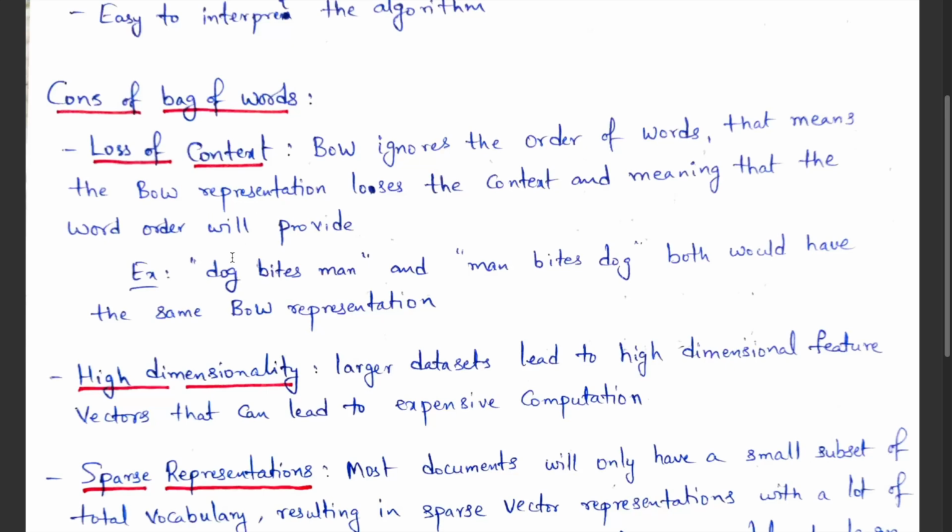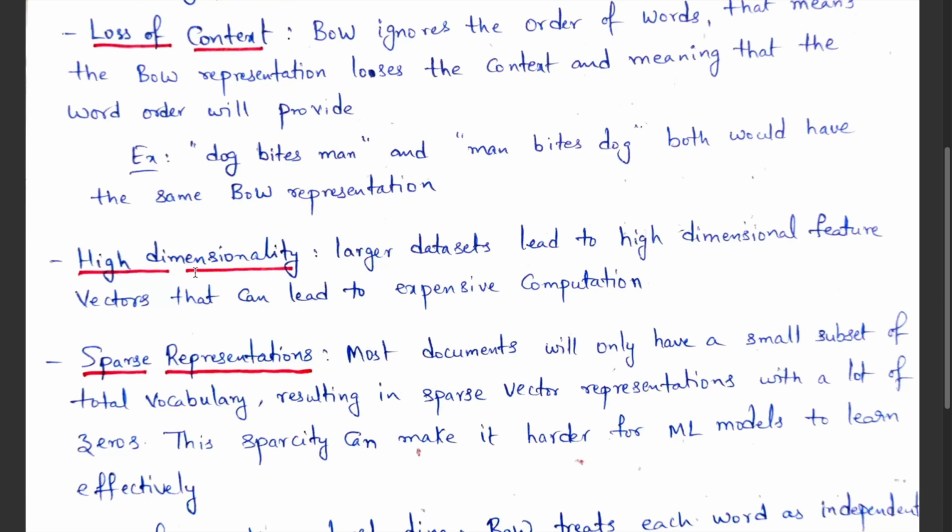Let's take an example. We have two sentences: dog bites man and man bites dog. So if we create the bag of words representation for these two sentences, the output would be the same because we are using a frequency based approach. So dog has appeared once, bites has appeared once, man has appeared once. Similarly in this one also the frequency of the words is the same, so the output representation for both of these sentences is the same. So if we feed such a representation to any machine learning model, obviously the model would get confused, right? So it loses the context.